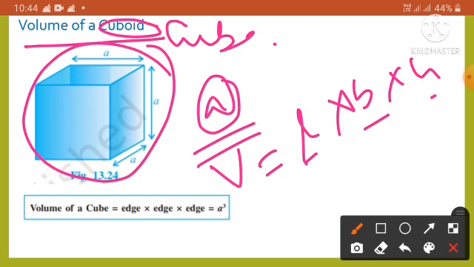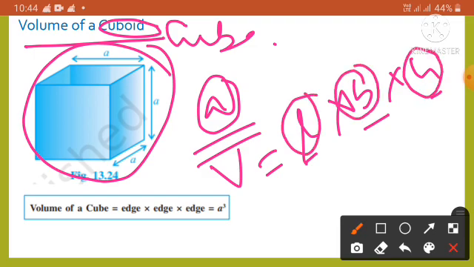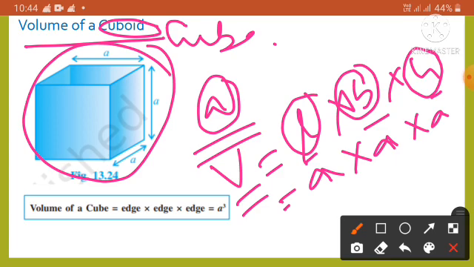Here L, B and H are different, but in a cube all the edges are equal, that means all these are equal to A. So we are getting A into A into A. So ultimately the volume of the cube is equal to A cube. Okay, got it? Where A is the edge of the cube.